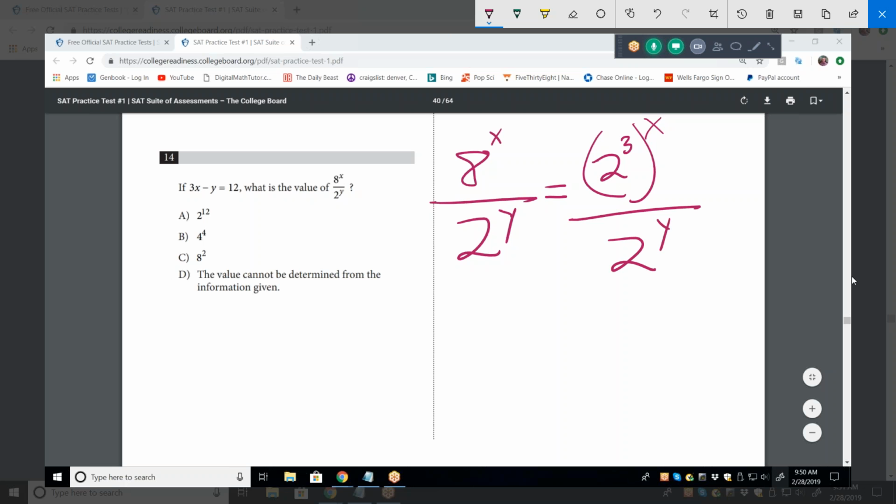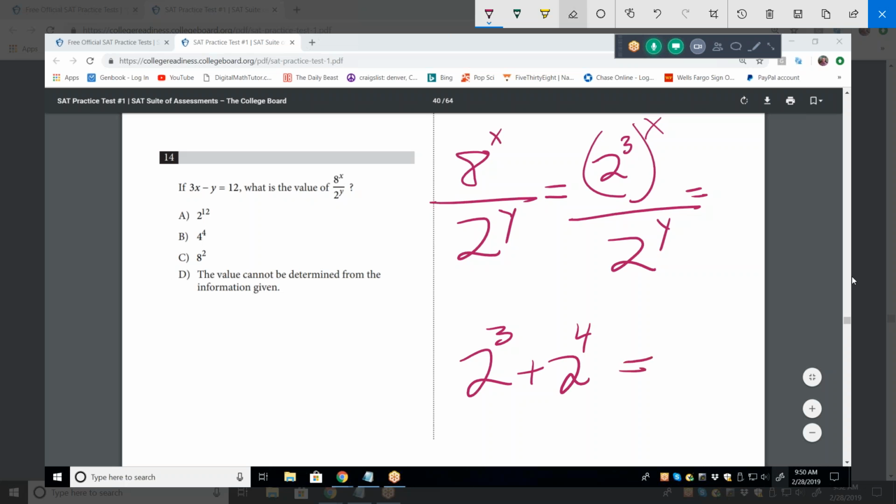Now, can you do that problem? Can you simplify the numerator? What's 2 to the 3rd to the x power equal? 8 to the x? No, you multiply the exponent. You definitely want to know your rules of exponents. Let's go over it. Tell me what this is.